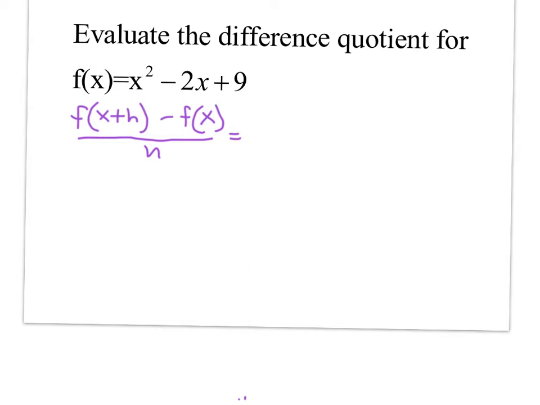Now when you're setting up the difference quotient, we start with that basic formula. Sometimes I'll give you variations to it, but it's still basically the same thing. I'm going to divide by h, which is the distance between two specific x values. I'm going to find f of x plus h. I'm going to subtract f of x. Now my f of x is really simple: x squared minus 2x plus 9.